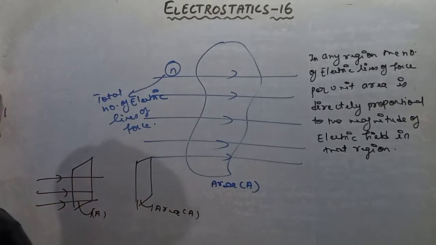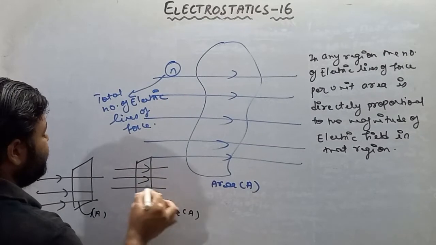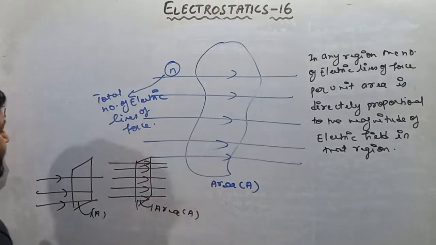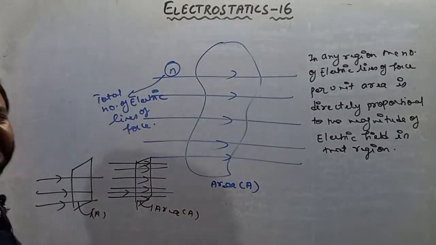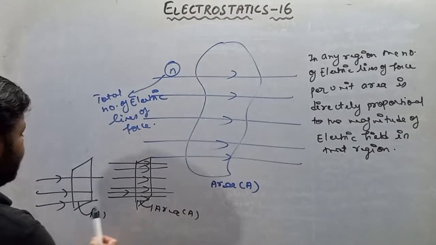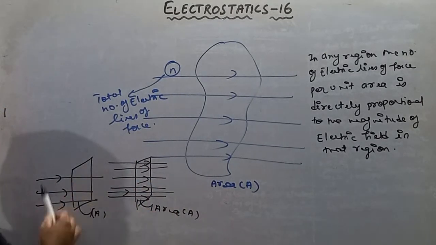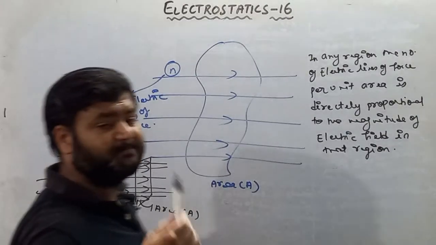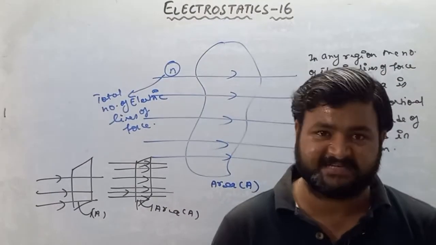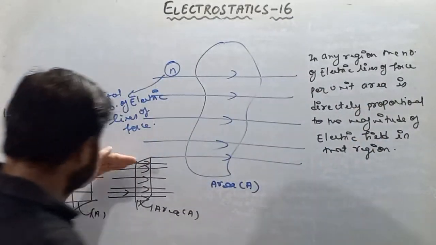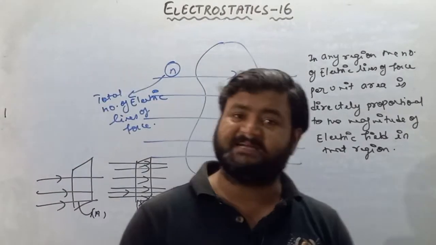In this situation, 3 electric field lines are passing from this area, and in this situation, let's suppose 6 electric field lines are passing from this area. Both areas are the same, but here the number of electric field lines is more compared to the other situation. So it is obvious that electric lines of force are basically a representation of electric field. If the number of electric lines of force is more in that region, it is obvious that the electric field is strong.